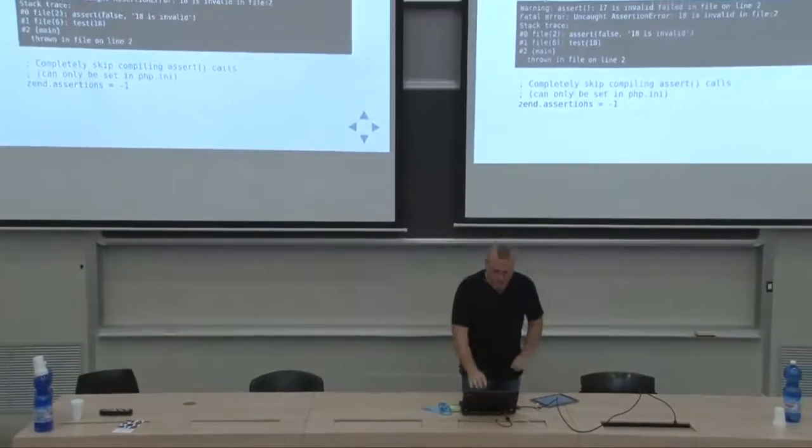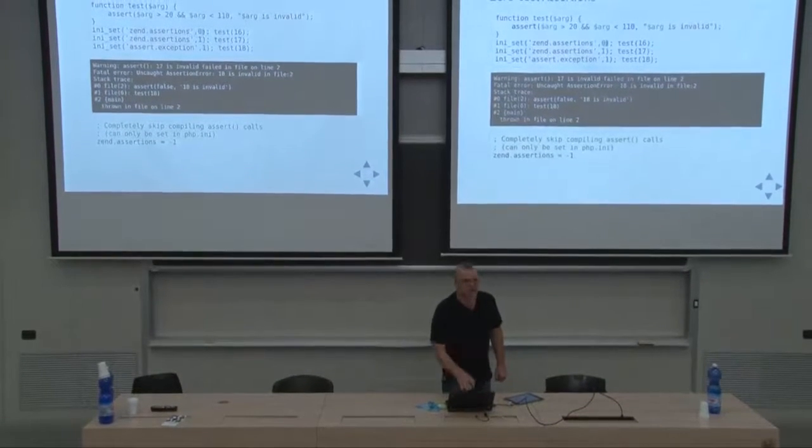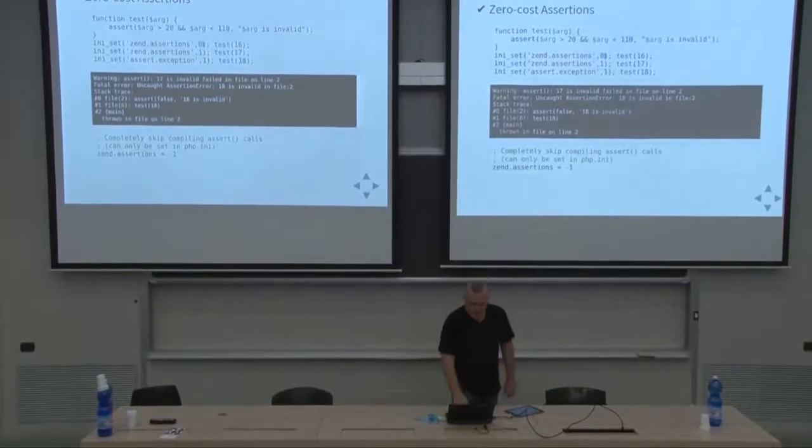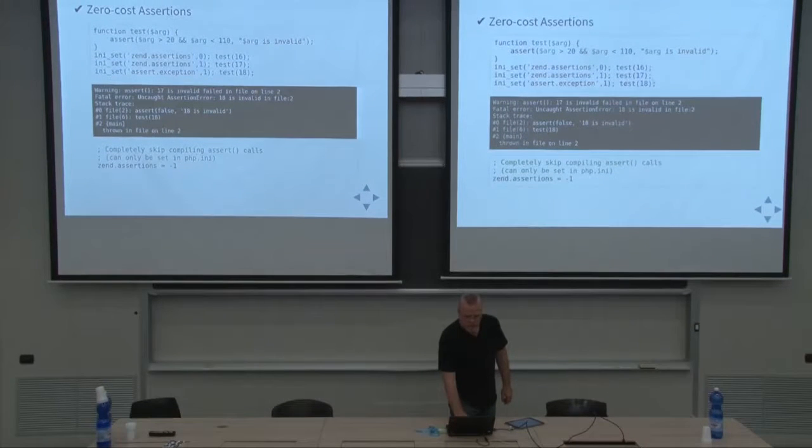Zero-cost assertions. These are cool. There are three modes to assert in PHP 7. You can put assert in your code. If you set zend.assertions to 0, you're not going to get any assert warnings. You can turn them on, zend.assertions equals 1. And in this case, test 17. 17 does not meet this, so you're going to get a 17 is invalid.